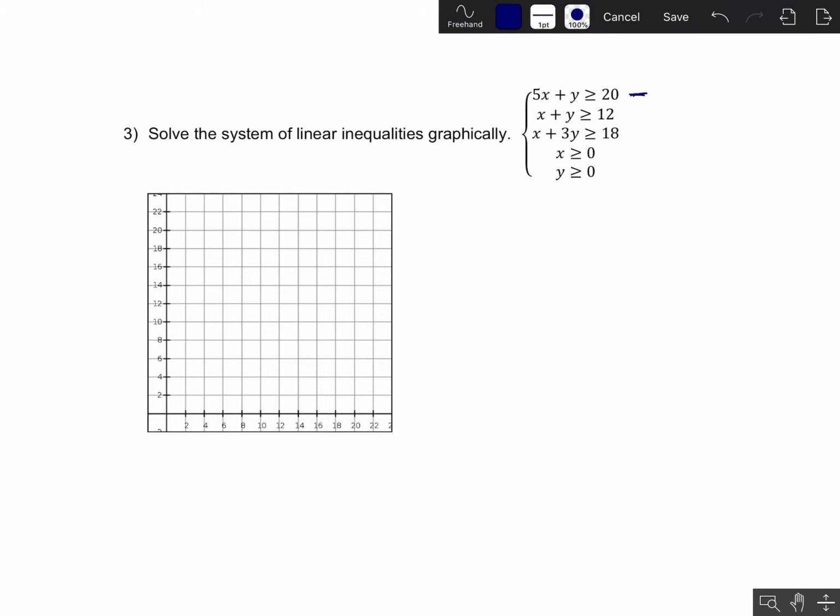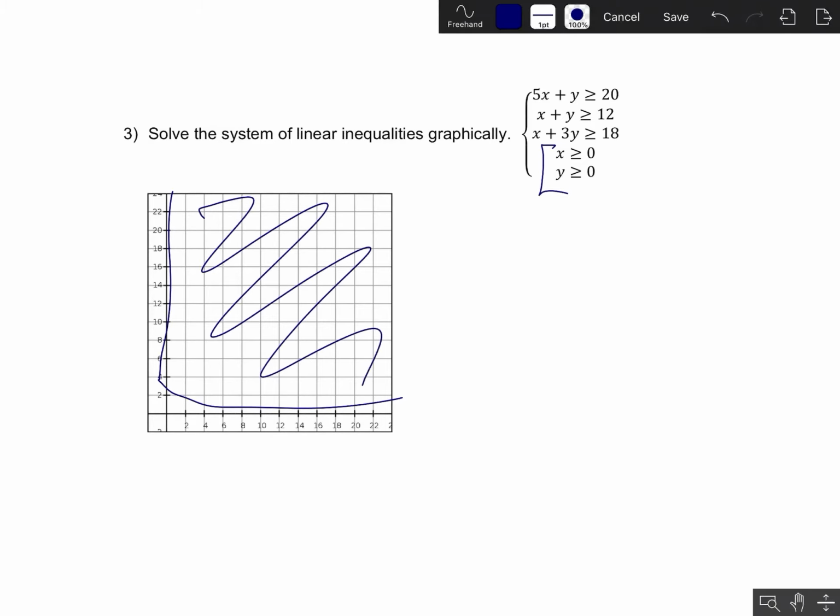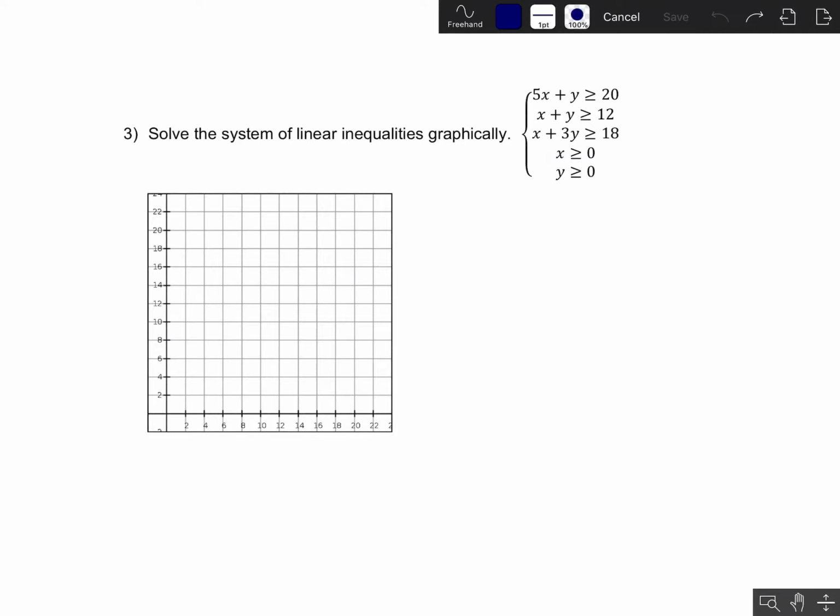So what I'll do is I'll start by graphing these top 3 lines. But maybe before I do that, let me just point out that saying that x needs to be non-negative, and y needs to be non-negative, is just saying that we're in this first quadrant region. So those bottom 2 inequalities are happy as long as we live in this first quadrant. So I'm going to mostly ignore those bottom 2 for now, and I'll focus on just graphing these top 3.